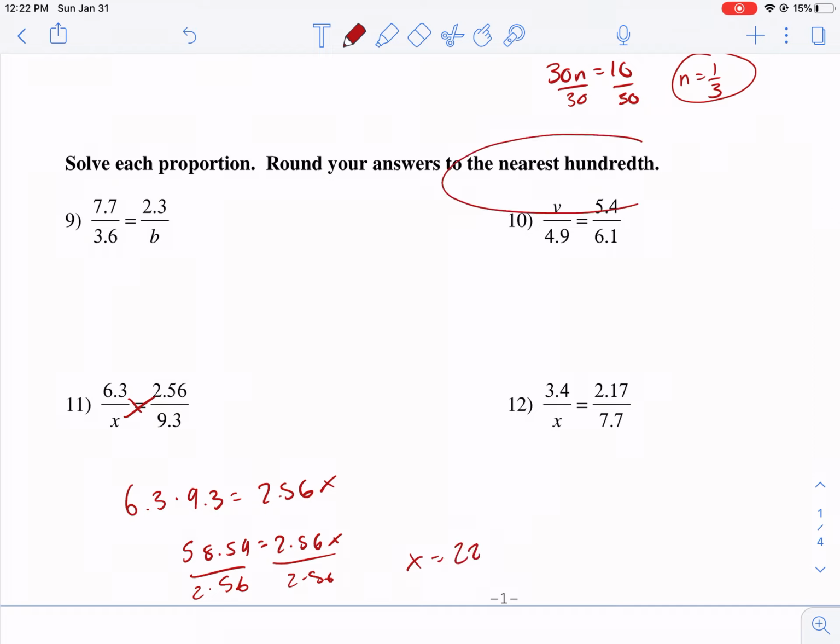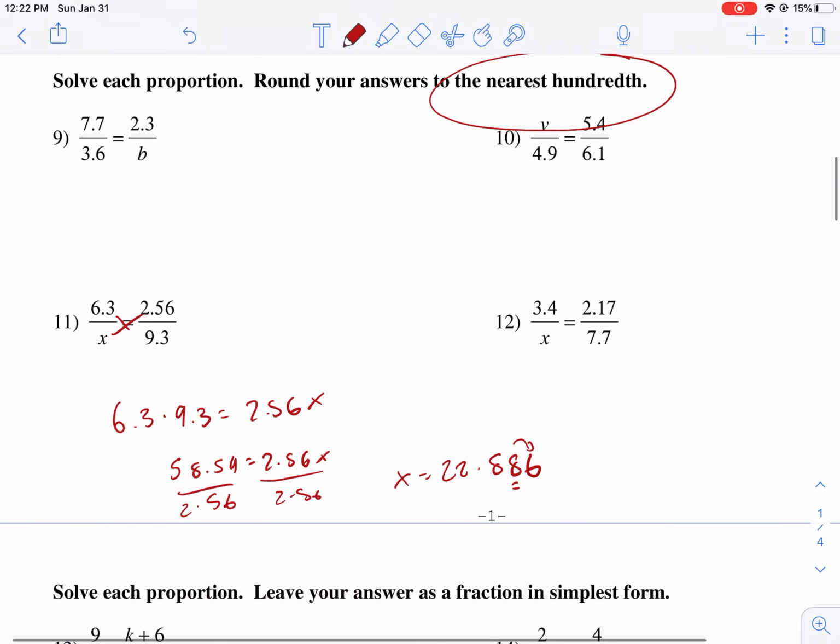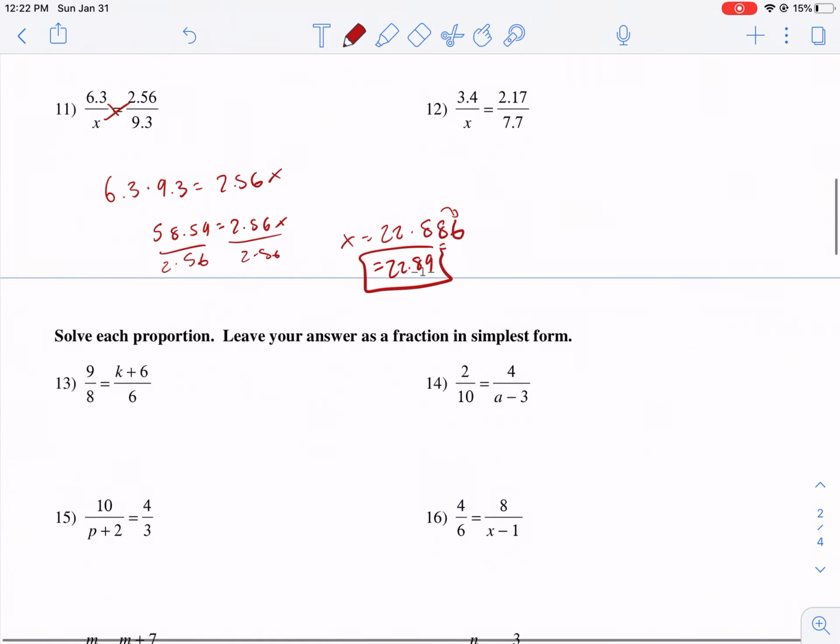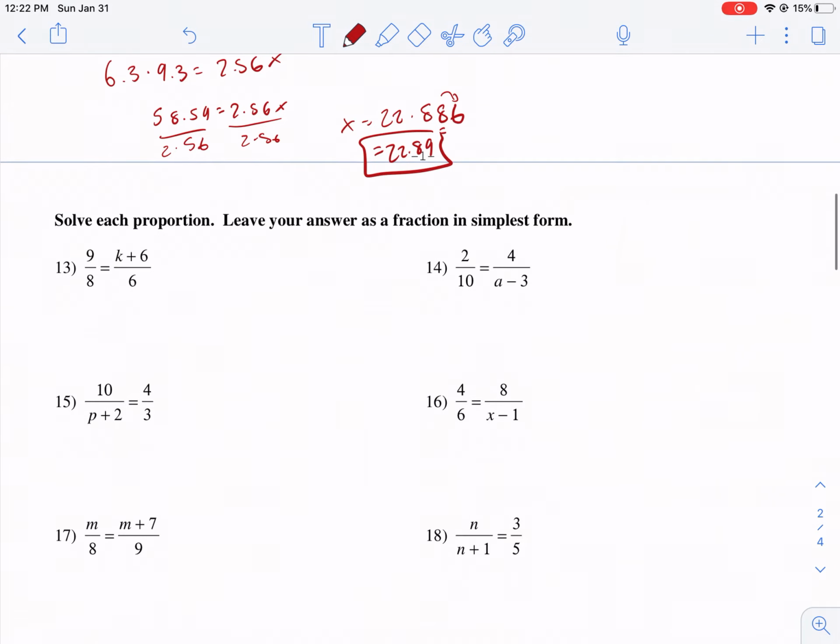Round your answer to the nearest hundredth. So let me show you how to round real quick. We get 22.886. The hundredths place is here, so we look to the right and we see it's a number bigger than 5, so we round that 8 up. We get 22.89. Final answer there.